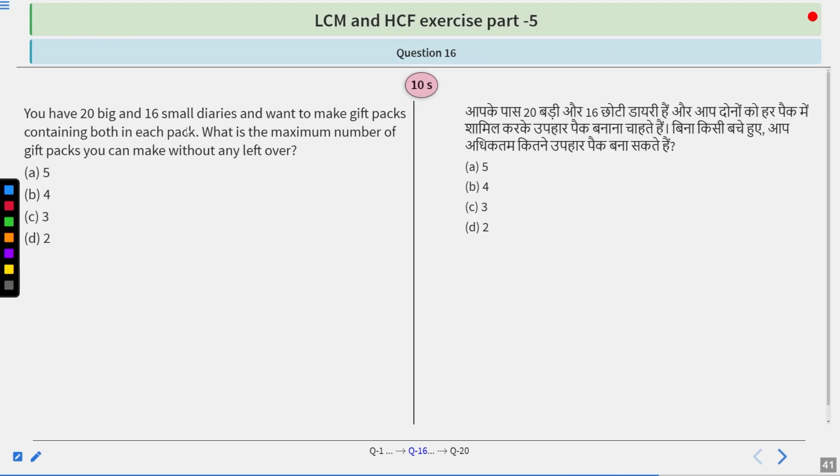You have 20 big and 16 small diaries and want to make gift packs containing both in each pack. What is the maximum number of gift packs you can make without any leftover? And options are 5, 4, 3, and 2. And I'm giving you 10 seconds to find out the correct answer. After that, I will do the solution.